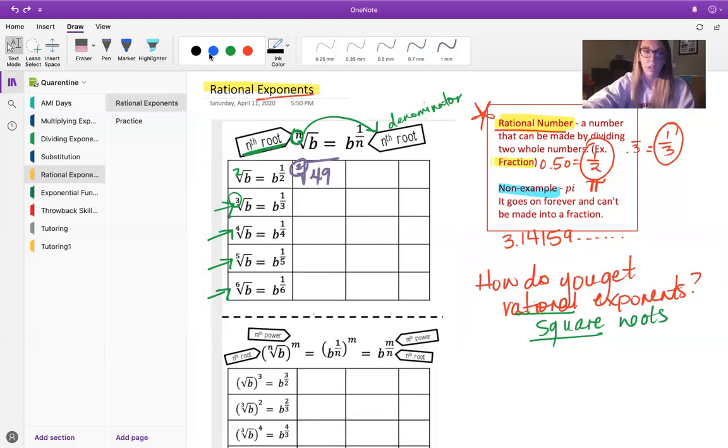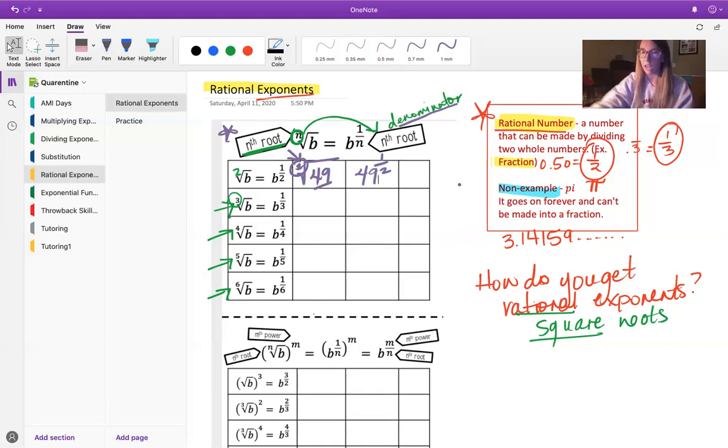Now, this is going to become, so this is my root right here, just like it says up here in the example. Whatever number is on the outside of the square root is my root, okay? And that's going to become the denominator of my fractional exponent. So we keep the same base, so it's 49, and then it's going to be 1 over 2. So 49 to the 1/2 exponent, okay?